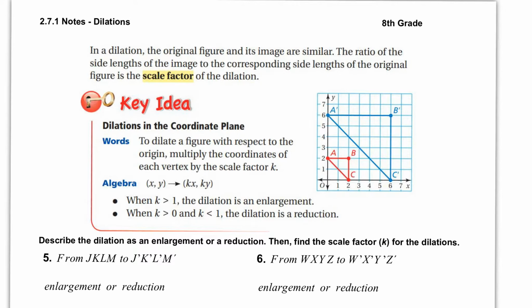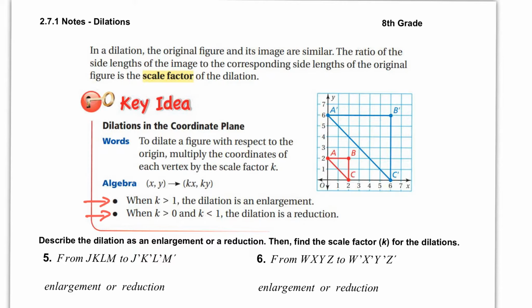So on the top of page 2, it just goes into a little bit more about scale factor and what we just talked about down here. When k is bigger than 1, when our scale factor is greater than 1, our image gets larger, and we call that an enlargement. When k is less than 1, when it's anywhere from 0 up to 1, that is when our images get smaller, and that is what we call a reduction. So we're looking at either an enlargement or reduction when we're talking about dilations.